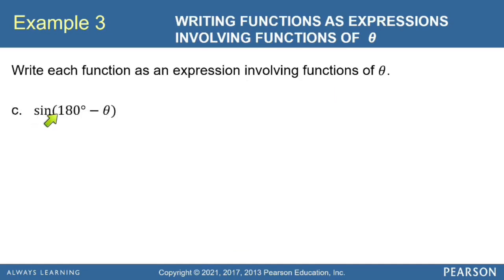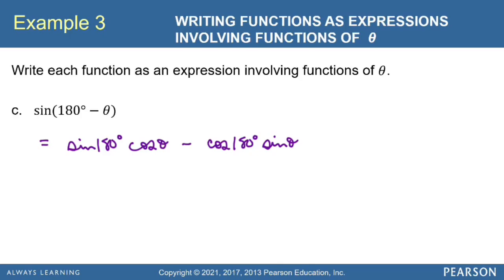And now let's look at part C. So we have the sine of 180 degrees minus theta. Again, we want to write this as an expression involving functions of theta only. So we know that we'll need to use our sine of A minus B identity here. So here we go. The sine of 180 degrees minus theta is going to be the sine of 180 degrees times the cosine of theta minus the cosine of 180 degrees times the sine of theta. And you would get that from your sine of A minus B identity on your formula sheet.